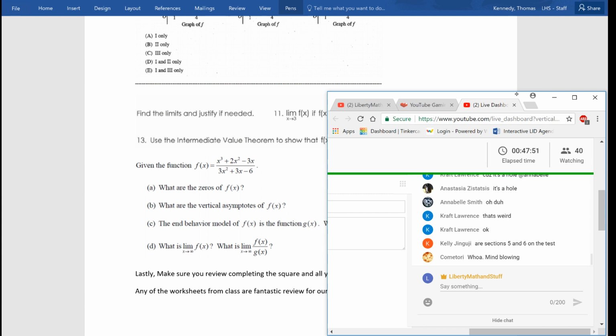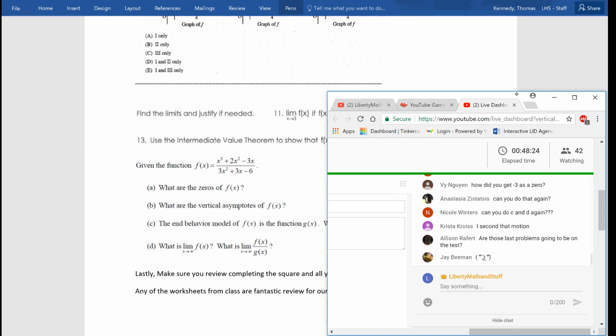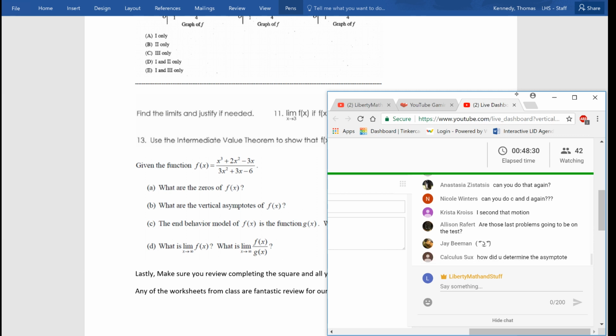Are sections 5 and 6 on the test? 6 isn't, 5 is. But 6 helps you with 5, so yeah. Oh, I lost some people. Can you do C and D again? Yes. How did I get negative 3 as a 0? I factored the top, and the top factors to x times (x plus 3) times (x minus 1), and the x plus 3 is where the 0 comes from.